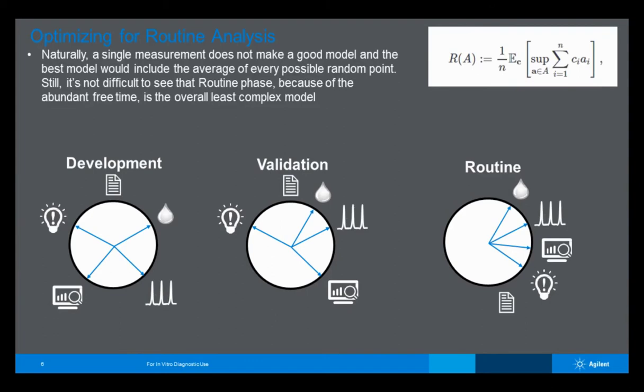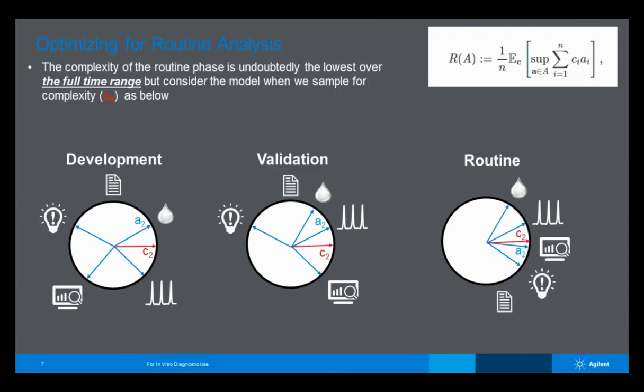But still, it's not difficult to see just visually that in the routine phase, because of the abundant free time that exists in the latter half of the clock, it's the overall least complex model. And I've demonstrated that with just coloring in the green crayon here too, that demonstrates all of the free time that we have in the routine analysis there too. But the complexity of the routine phase is undoubtedly the lowest overall for the full time range. But as I mentioned, a single data point doesn't represent a very good model.